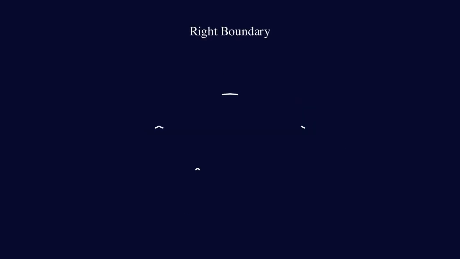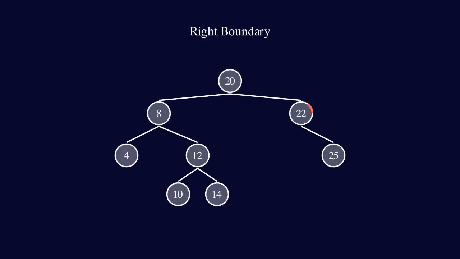Right boundary means the nodes along the tree's right edge, again excluding leaf nodes. We want them in bottom-up order, so we collect the path and later add it reversed. Think of reading the right spine from the bottom back to the top.